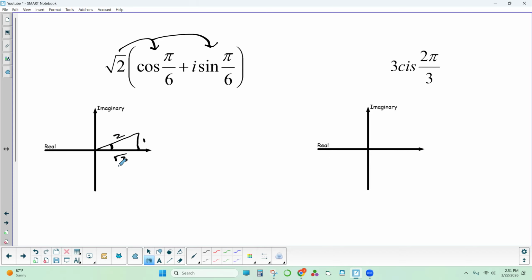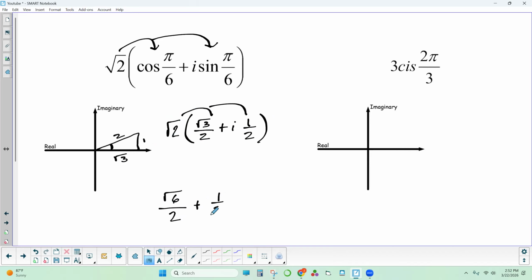So as you can see, cosine at pi over 6 is square root of 3 over 2. So I'm just going to replace that with square root of 3 over 2. And sine is y over r, which is 1/2. Now I will distribute root 2, which is my r value, and I get square root of 6 over 2 plus 1/2. And now I will move the i to the back because that is in the form a plus bi. And now this is the rectangular form of my complex number.